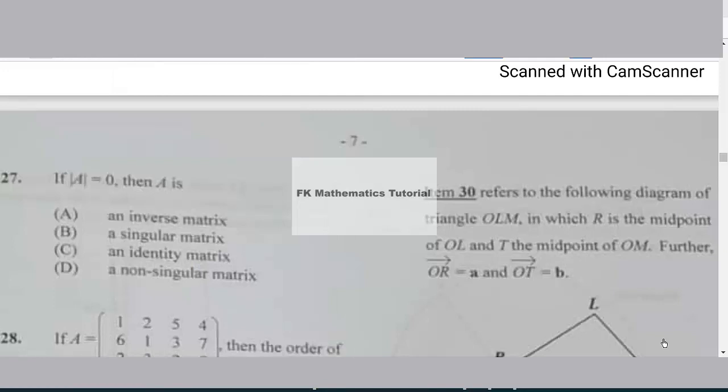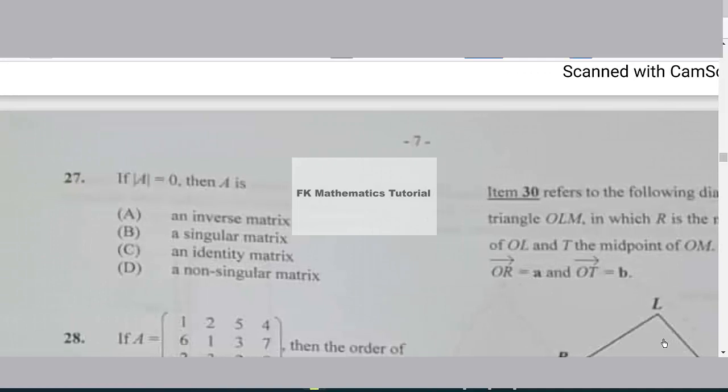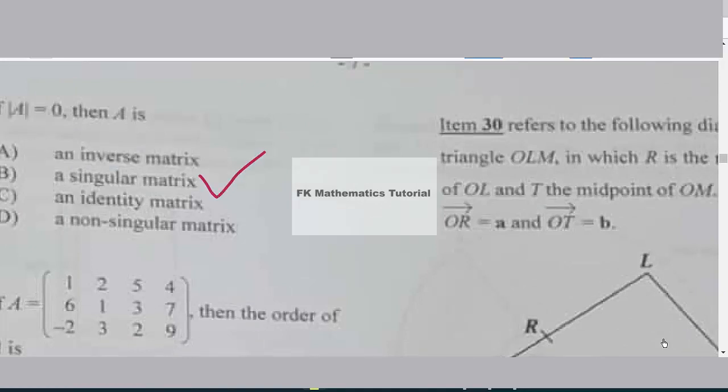Number 27. If the determinant of a matrix A is equal to 0, then A is a singular matrix. A singular matrix is a matrix whose determinant is 0. That matrix will not have an inverse. And a matrix that does not have an inverse is called a singular matrix.